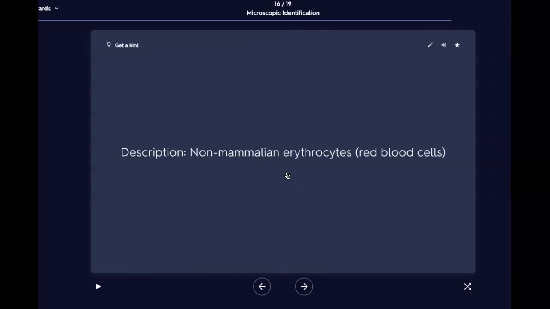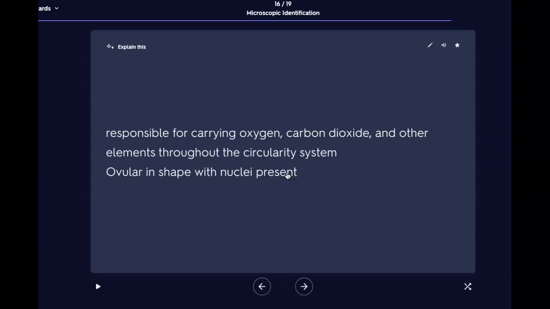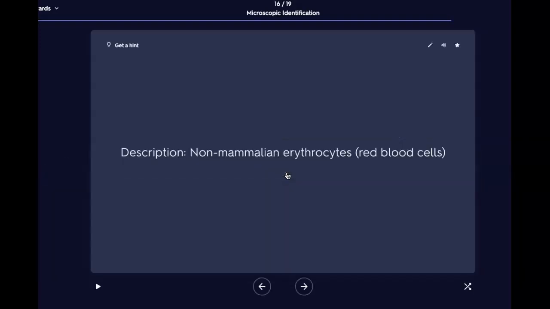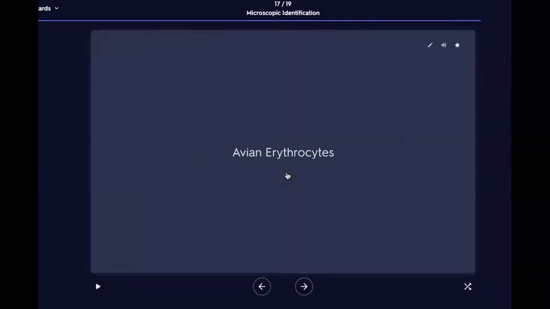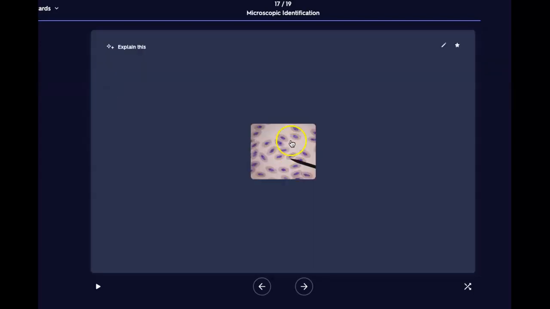Then we're going to talk about non-mammalian erythrocytes. These are everything that's not a mammal that has blood. They're still responsible for carrying oxygen, carbon dioxide, and waste gases, but they are ovular in shape and they actually have a nucleus. Here are avian erythrocytes. We see that oval, and then we see the nucleus inside.